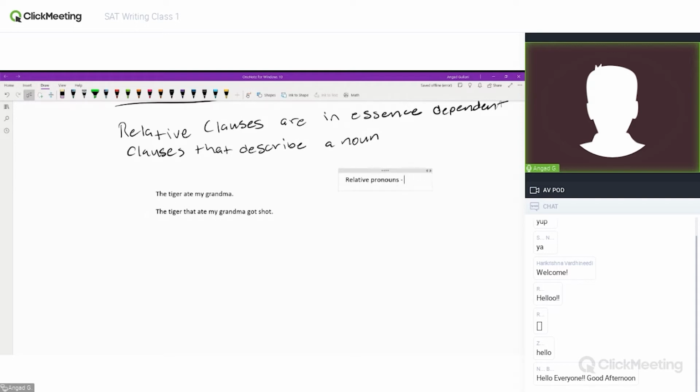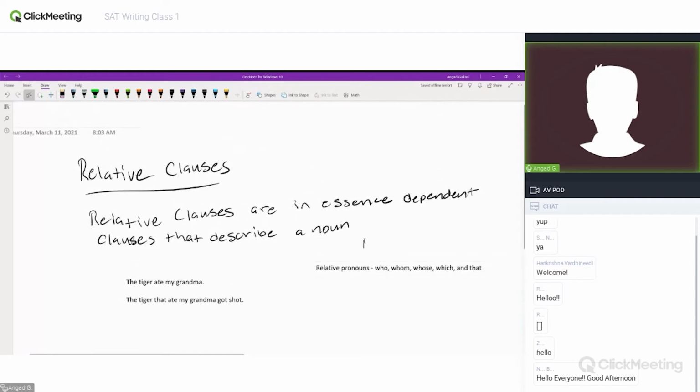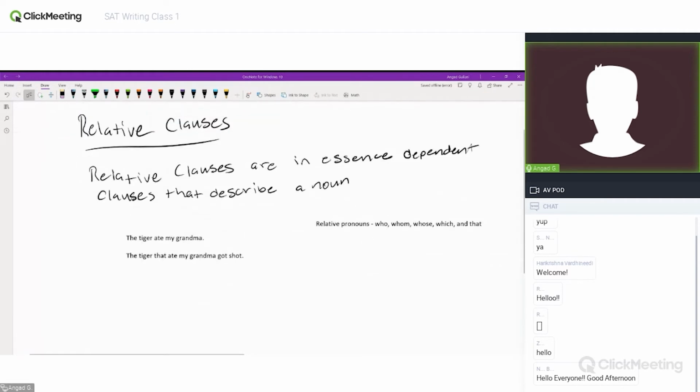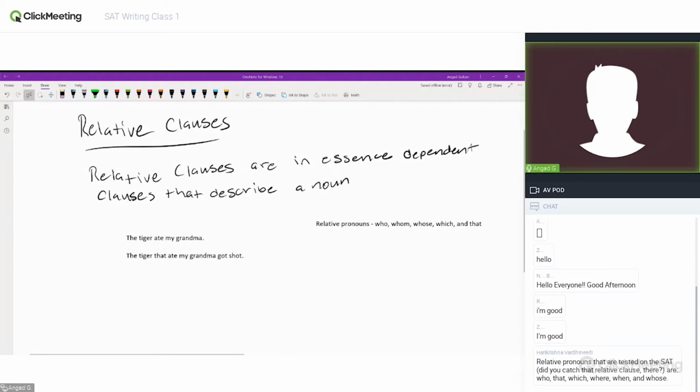Sorry if my typing's really loud. But the relative pronouns, these are the relative pronouns, all right? So do you guys get what's going on so far? Anybody lost yet? Or is everyone good on this so far? All right, if you guys are good with this.